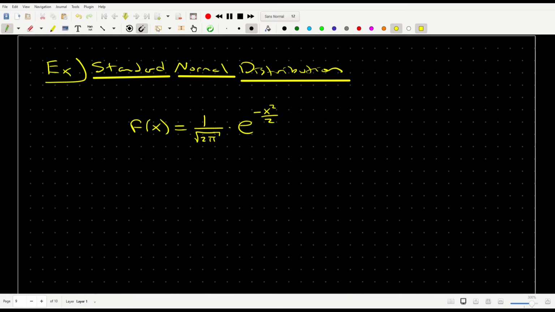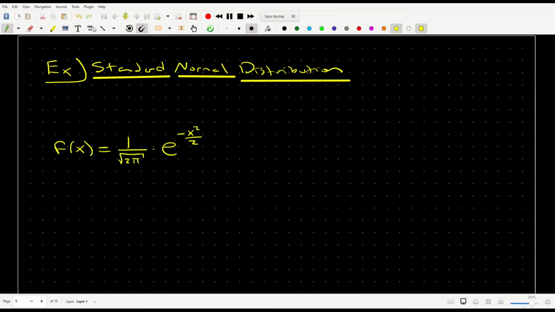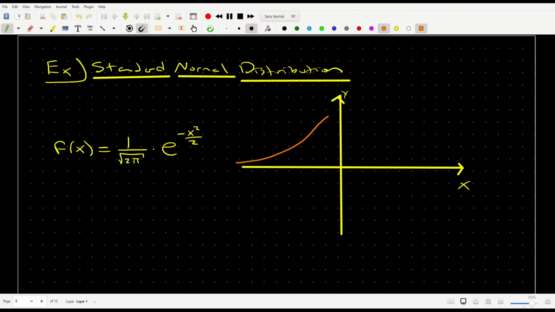This function looks very nice if we graph out what it looks like on the xy axes. So if we take a look here, the x-axis, the y-axis, this curve is directly what's called the bell curve.